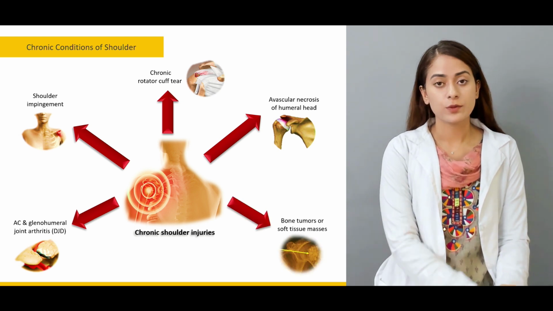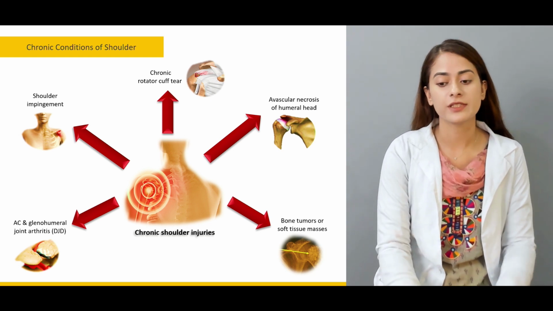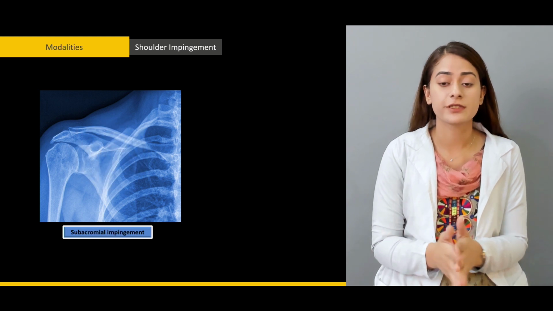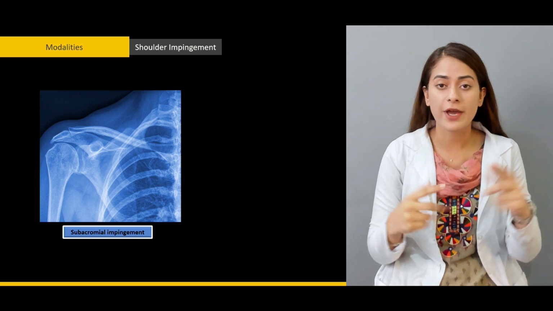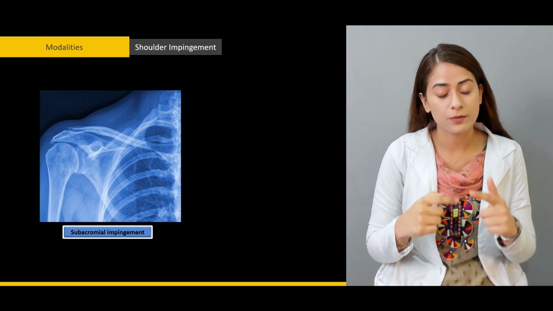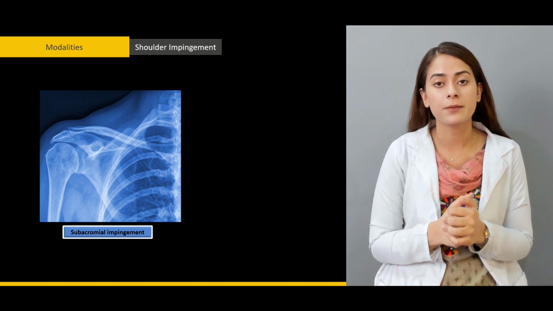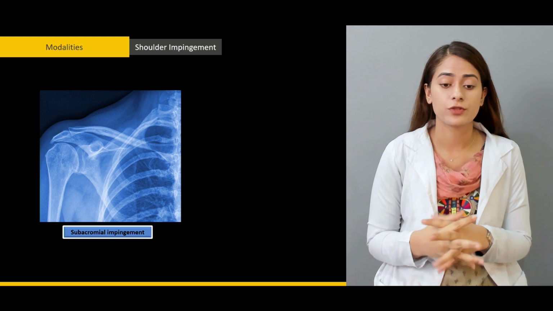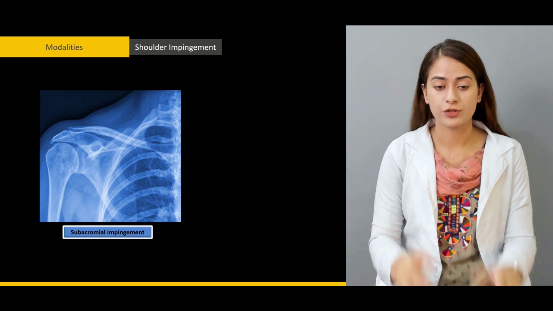Then lastly, we will talk about bone tumors and soft tissue masses. We will see how they appear on the radiographs. So first, like we said, we will discuss shoulder impingement. Shoulder impingement is because of two anatomical structures which, because of less distance between them, impinge or pinch the structures passing between or below them, and thus there is resultant inflammation, calcification, or rupture of these structures that are passing.